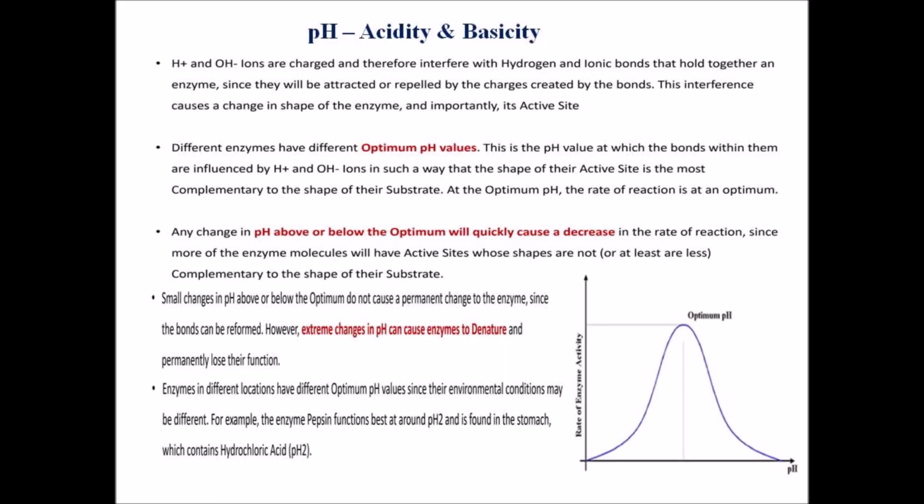The next factor is pH. Any change in pH above or below the optimum will quickly cause a decrease in the rate of reaction, since more of the enzyme molecules will have active sites whose shapes are at least less complementary to the shape of their substrate.